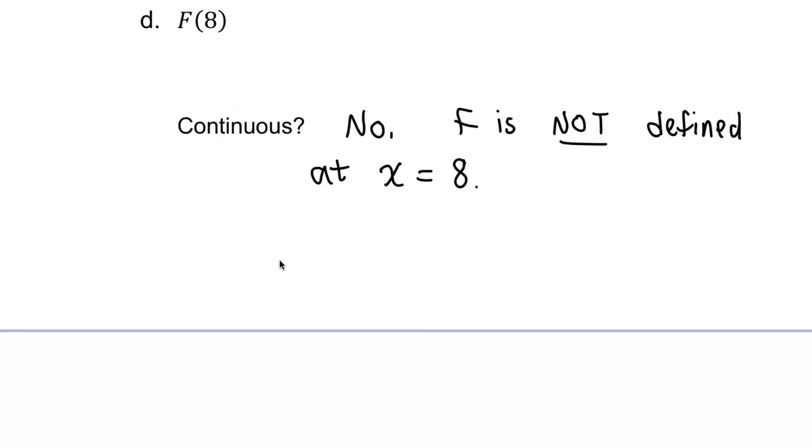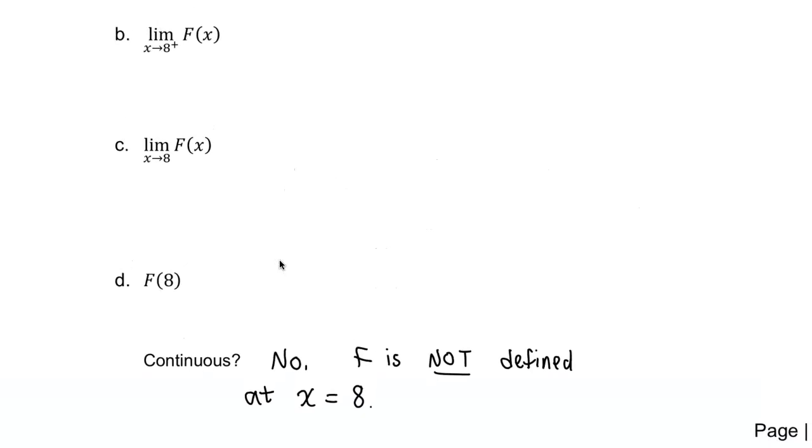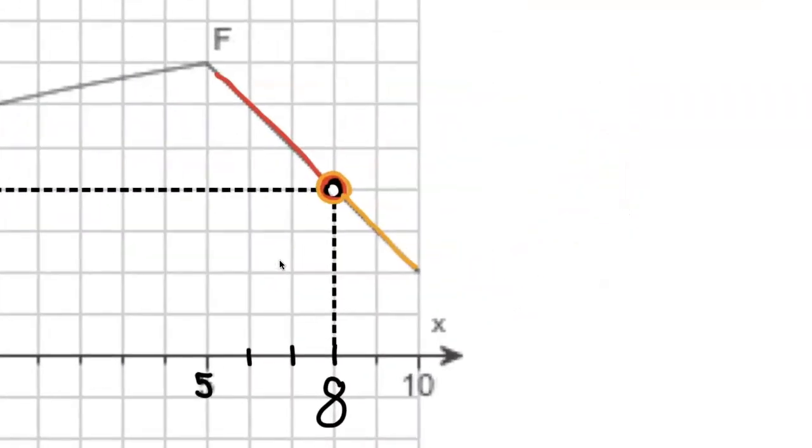In pre-calculus class, we learned that we should be able to sketch a graph without lifting our pencil, okay, to be continuous. Look at what happens. I can sketch this graph without lifting my pencil here, but when I get to that x of 8, I have to lift it and go to the other side because we have a broken part right here. We have an open circle right here.